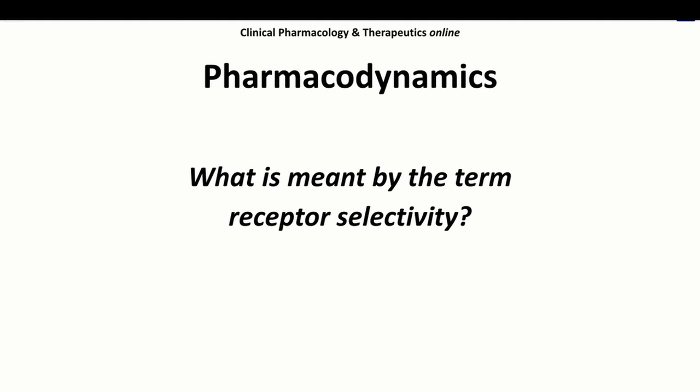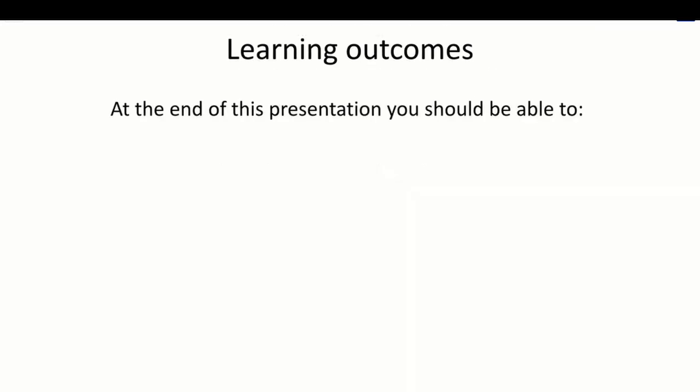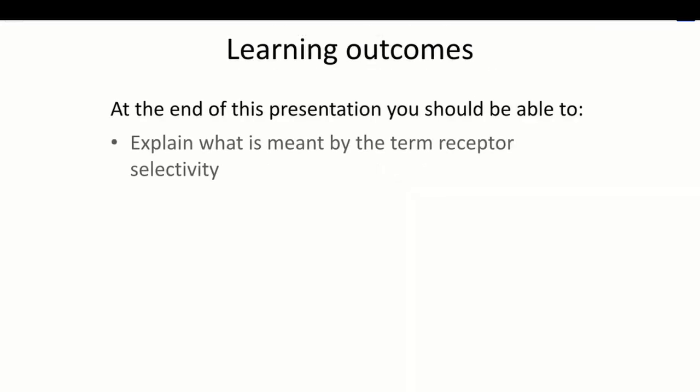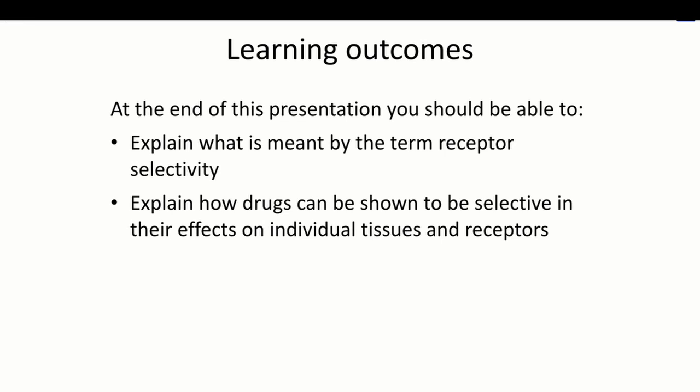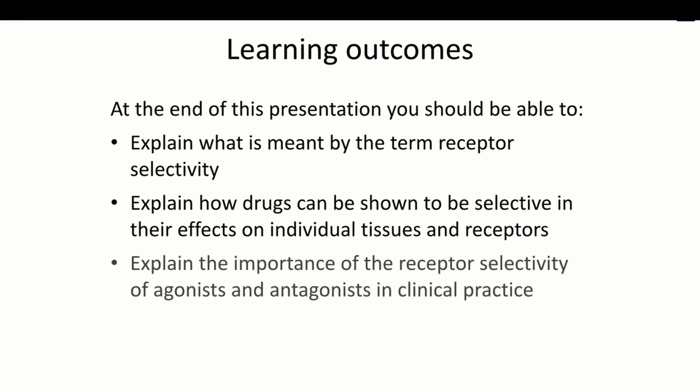This module will address the question, what is meant by the term receptor selectivity? At the end of this presentation, you should be able to explain what is meant by the term receptor selectivity, explain how drugs can be shown to be selective in their effects on individual tissues and receptors, and explain the importance of the receptor selectivity of agonists and antagonists in clinical practice.